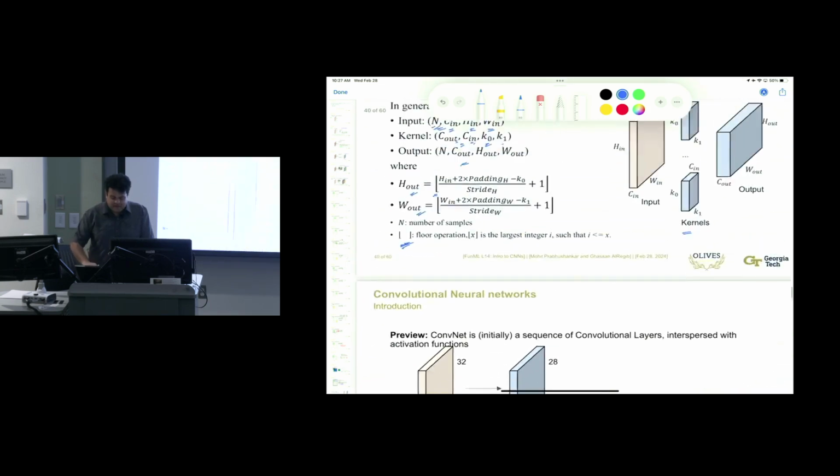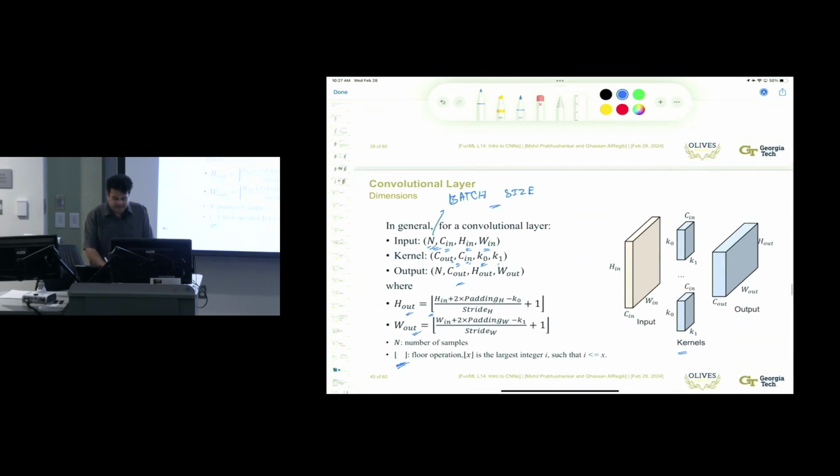So everything that we have looked at until this point is the idea of a convolution layer. A convolution layer is a kernel that is replicated with the number of kernels.